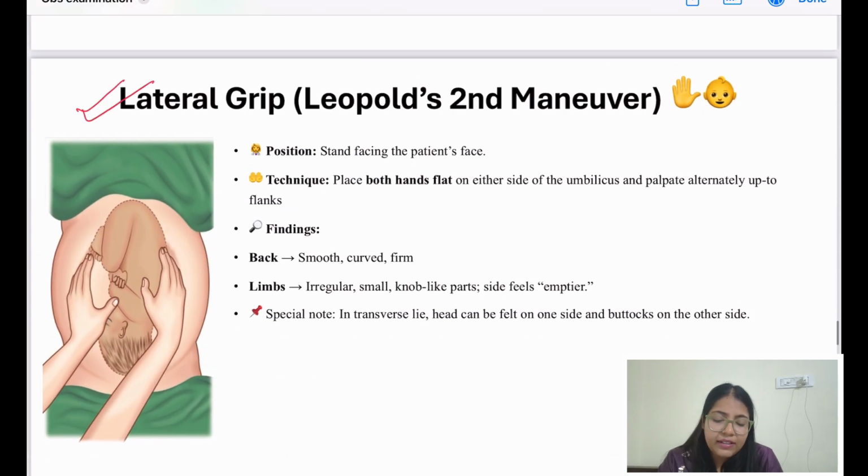Next, the second grip is the lateral grip, also known as Leopold's second maneuver. Similarly, you are standing on the right side and facing the mother's face. What is the technique? For the lateral grip, you palpate once on the right and then once on the left. If you are palpating on the right side, first you stabilize the left side with one hand, and then with the other hand you palpate along the lateral side of the mother's abdomen. Similarly, gently with the pulp of your finger you try to palpate what part you can feel on that lateral half of the mother's abdomen.